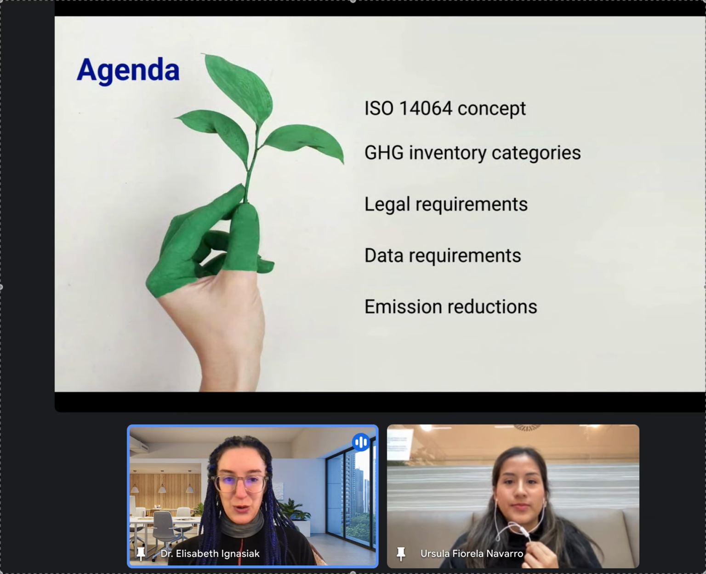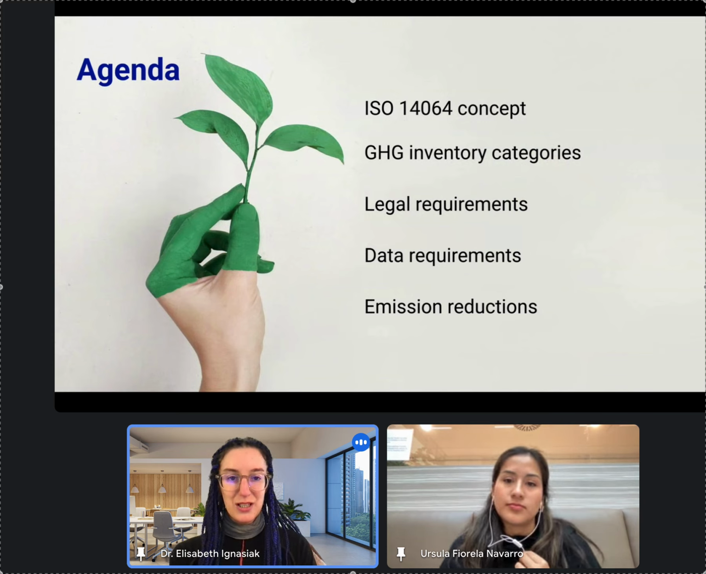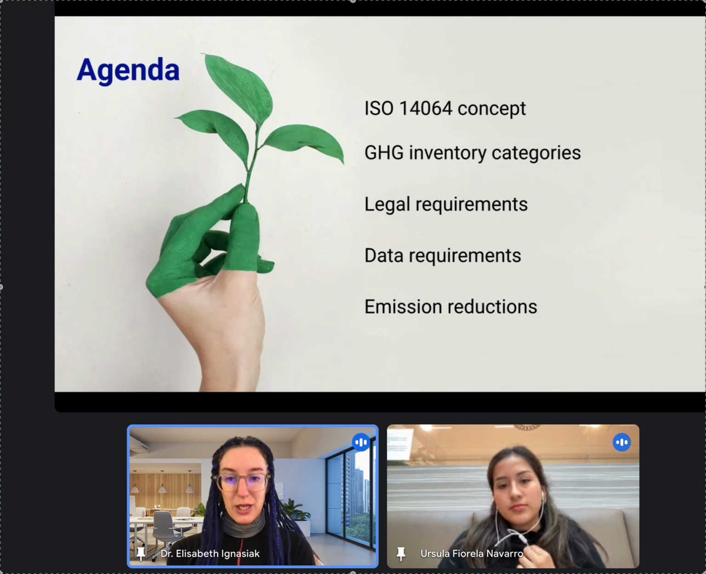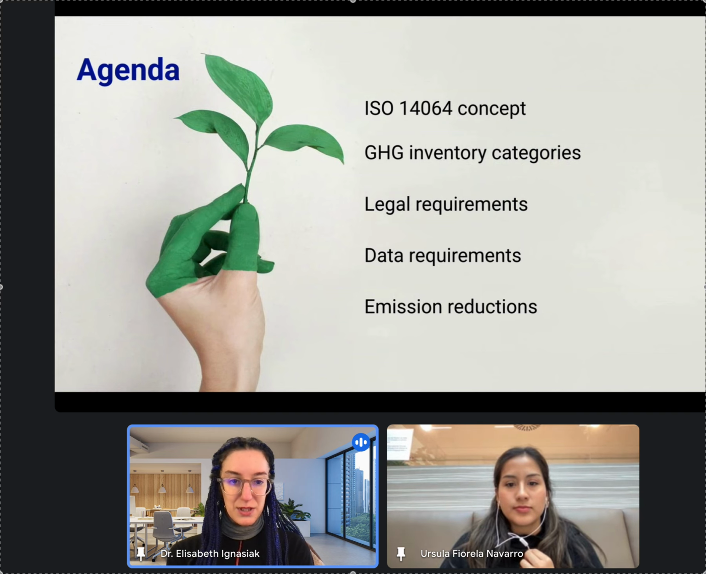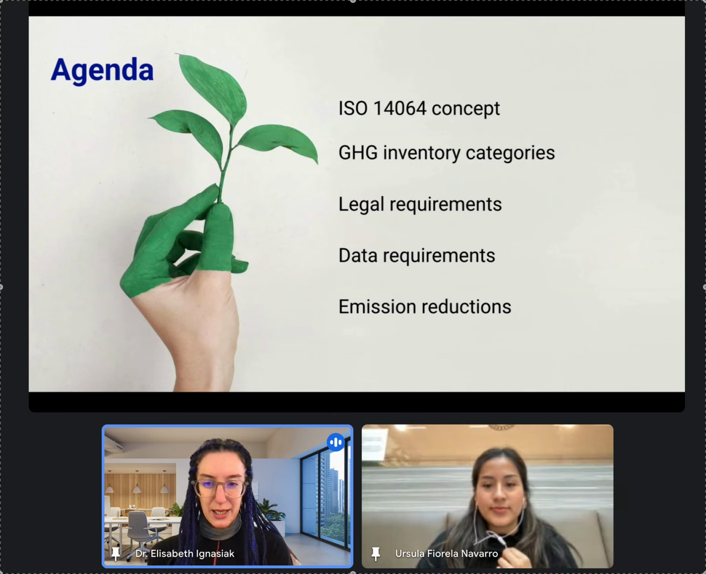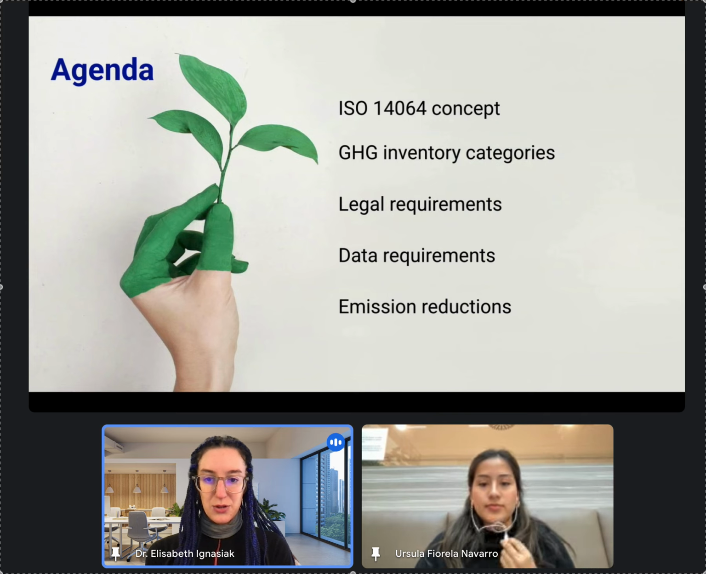Perfect, thank you. So what are we doing today? So we will briefly introduce you to the ISO 14064 standard. What does the standard mean, and what does it mean for measuring your carbon footprint? Then we will look in more detail at the greenhouse gas inventory categories that the ISO standard requires. We will also look at the legal context of carbon accounting in general. And finally, going into a little bit more detail, what does this mean in terms of data requirements and emissions reductions?